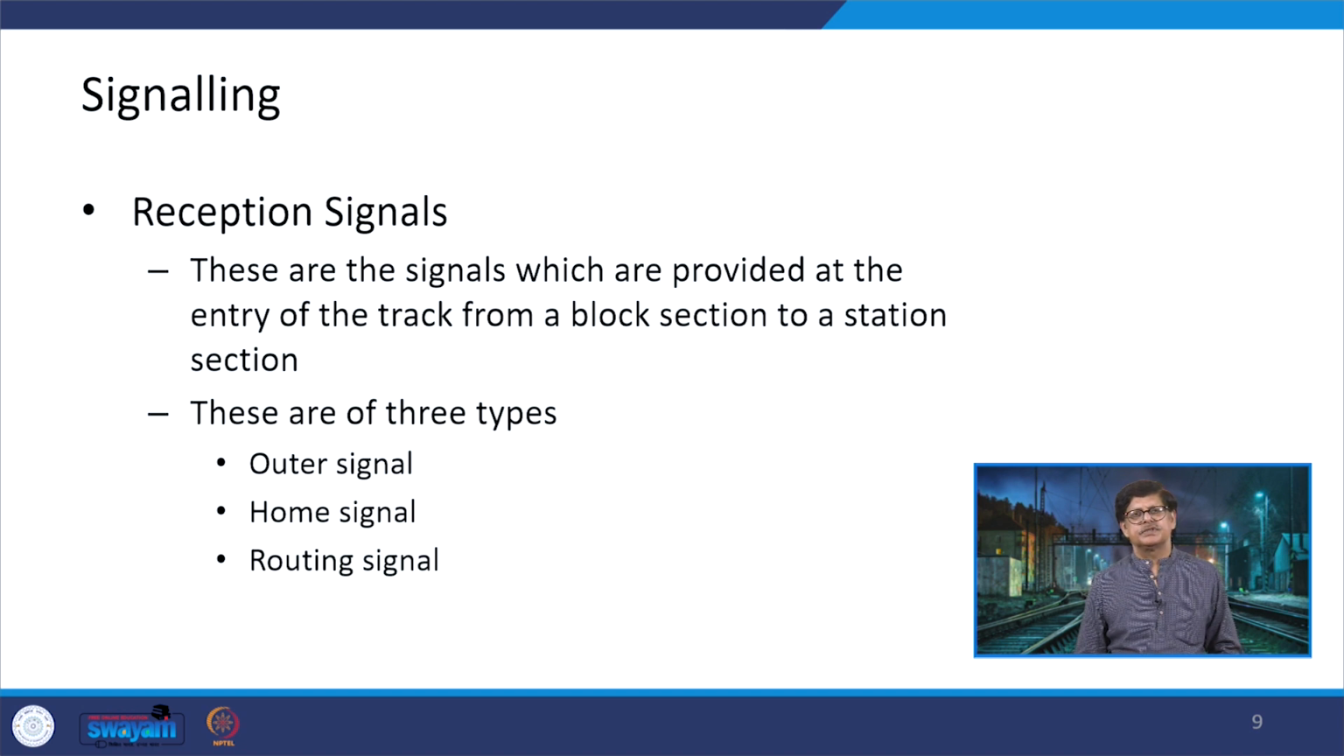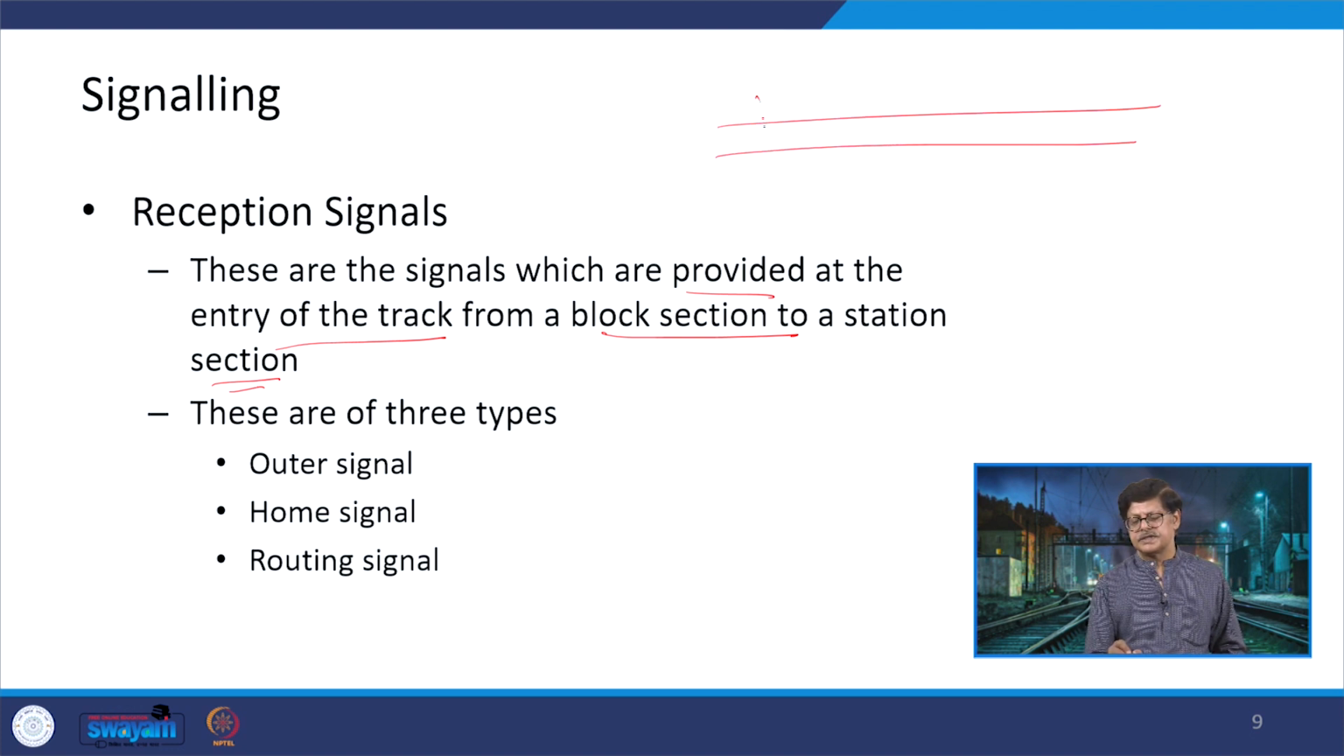Now, the next type of signal set is a reception signal. These signals are provided at the entry of the track from a block section to the station section. That means now you are coming. As I said, this track is being divided into number of blocks. Now, say here there is a station. So, this one is a station section, whereas after that there will be block section, and similarly it is going to happen on the other side.